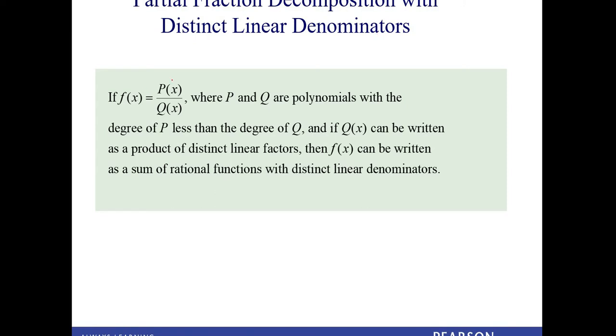So if we have a function that is a fraction where p and q are both polynomials, when the degree of p, the numerator, is less than the degree of q, or if q of x can be written as the product of distinct linear factors, then the function f of x can be written as a sum of rational functions with distinct linear denominators. That probably makes absolutely zero sense. So let's look at what we're talking about here.